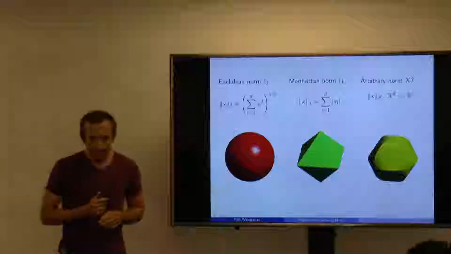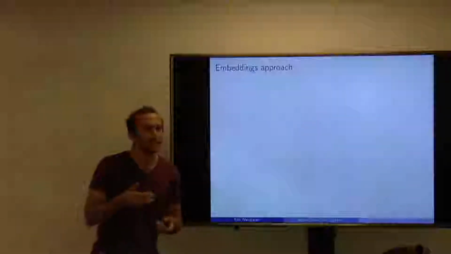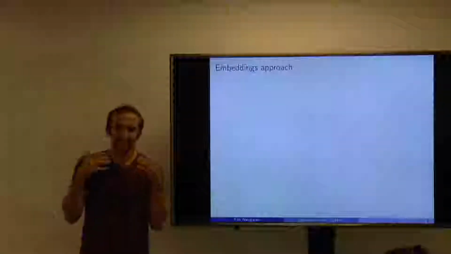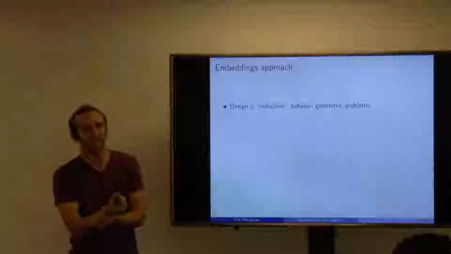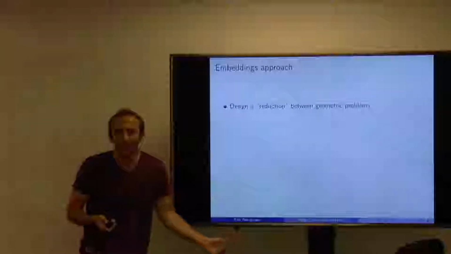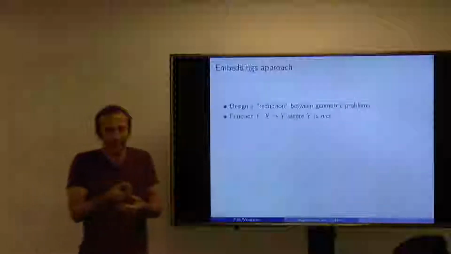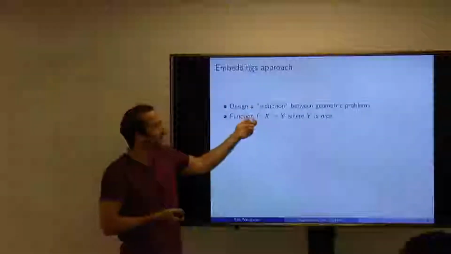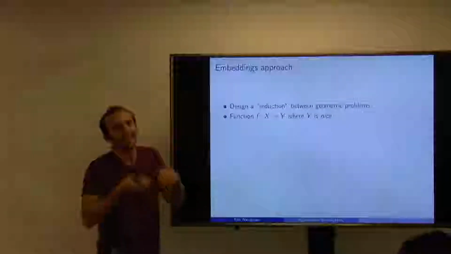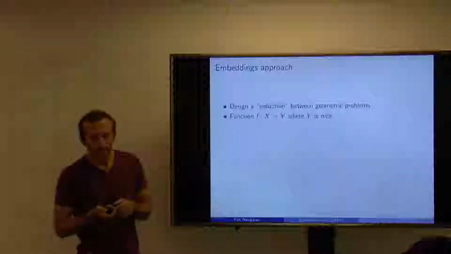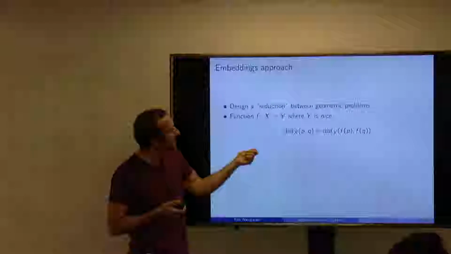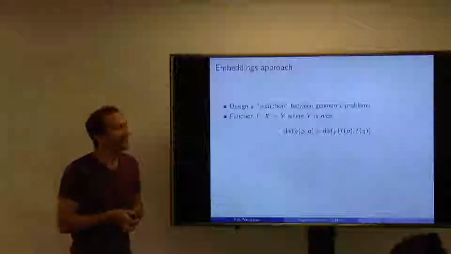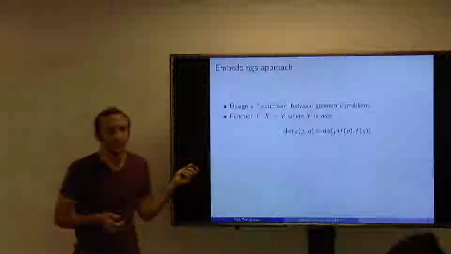Okay, good. So let me give you a first approach to try to answer this question for general norms. This is the so-called embeddings approach. It's quite a natural idea. We want to design a reduction between these geometric problems, from some space that I know nothing about to some space that I do know. So you want to design a function f that maps points in x to points in y, where y is a nice space. Think of y as being like L1 or L2. And we want this function to satisfy that pairwise distances between points in x are roughly equivalent to pairwise distances of points in y after I apply the function to each point.